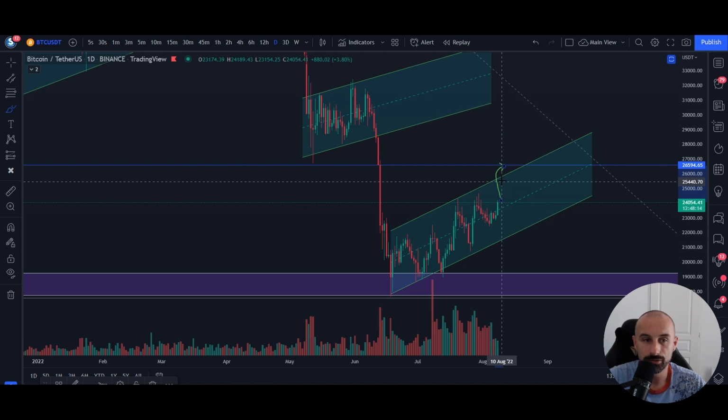Now, it is too soon to say how we are going to close in this area right here. What I can tell you is that this area is important. This area is situated at 26,300. So basically we start at 26 and end at 26.6. This area right here is important. So take note of that.